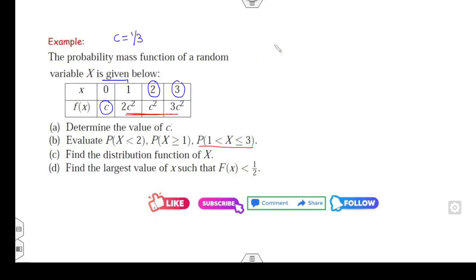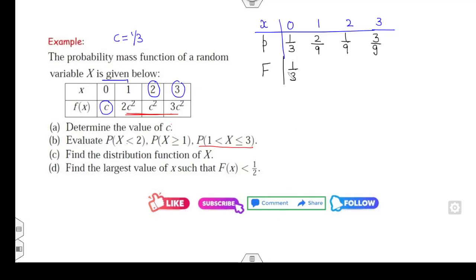Now find the CDF. I can write the values of X as 0, 1, 2, 3. Can you find the probability? C is equal to 1 over 3, then 2 over 9, 1 over 9, 3 over 9. So can you find the CDF? The first number becomes the same. If you add them, then it will be 5 over 9. Then again you can add them, it's 6 over 9. Again you can add them, it's 9 over 9, which is 1, the right answer of the problem.